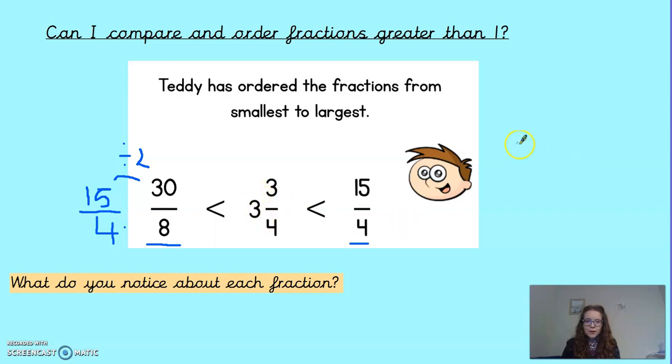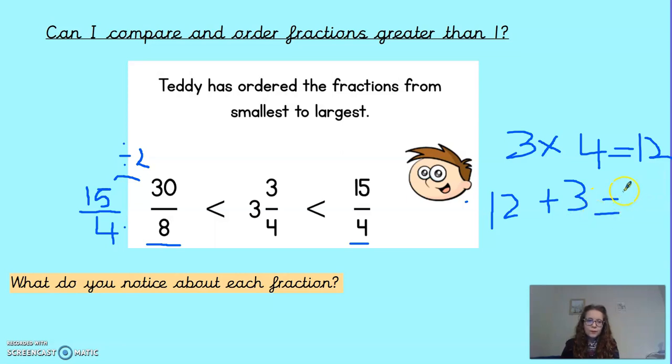So we do 3 times 4, which is 12. And then we add on our parts. We've got 3 parts left. 12, add 3. And then our answer is going to be 15. And our denominator always stays the same. So it'll be 15 fours.